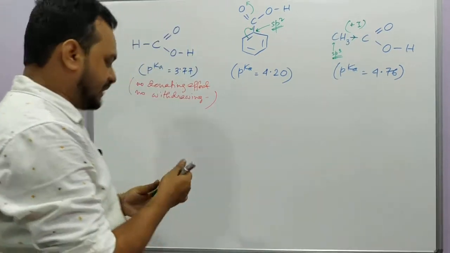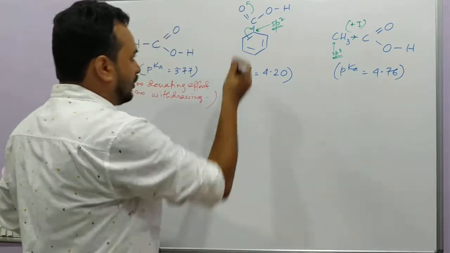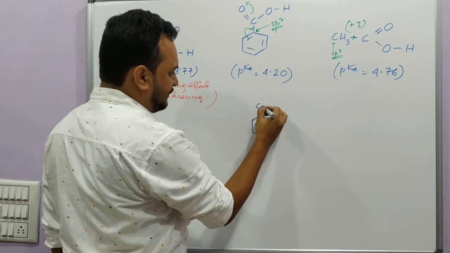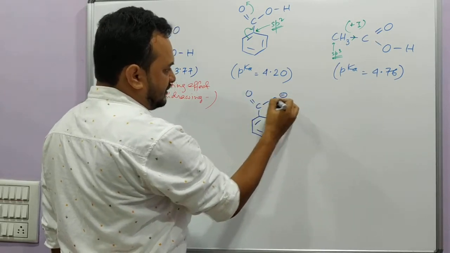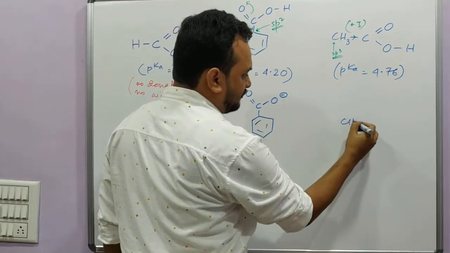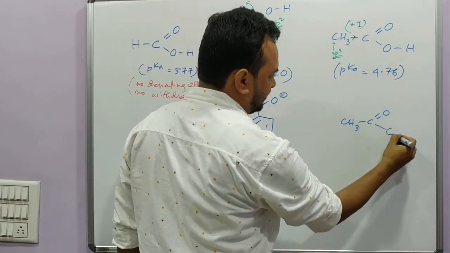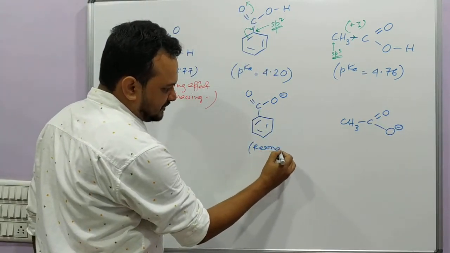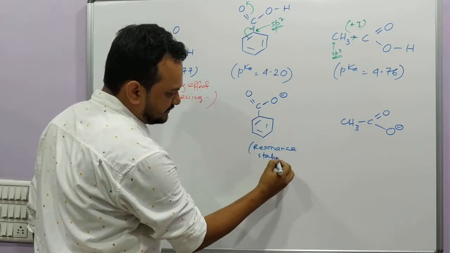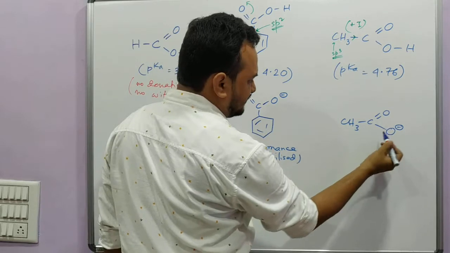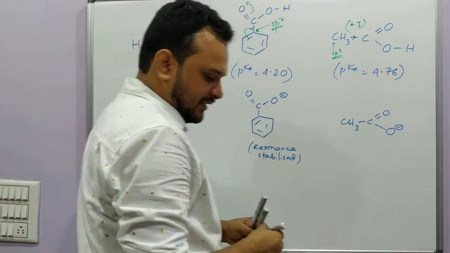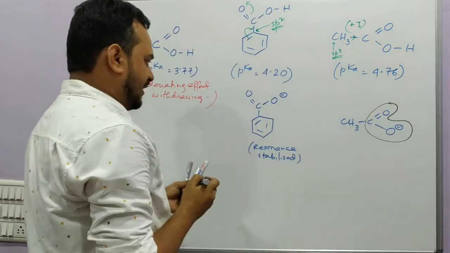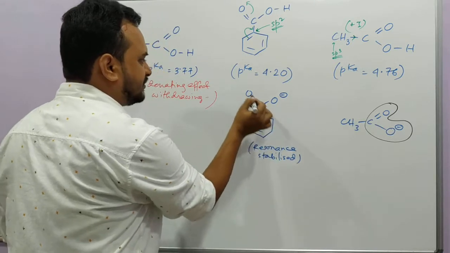In another way also you can think: if you take the conjugate base of this benzoic acid, this is the conjugate base, that is benzoate, and the conjugate base of acetic acid is this one, right? Now this one is resonance stabilized, and this one is also resonance stabilized, but here the resonance is restricted in this carboxyl group only. But here the ring can participate in resonance with this pi bond, right?